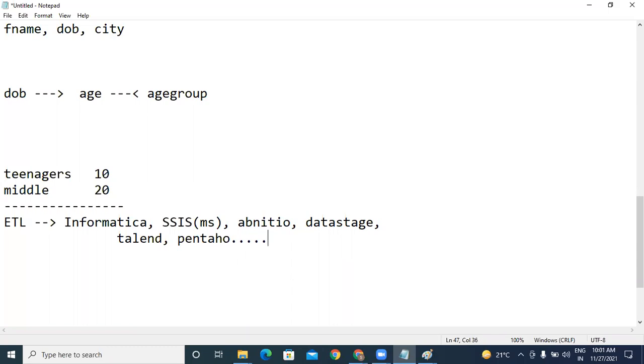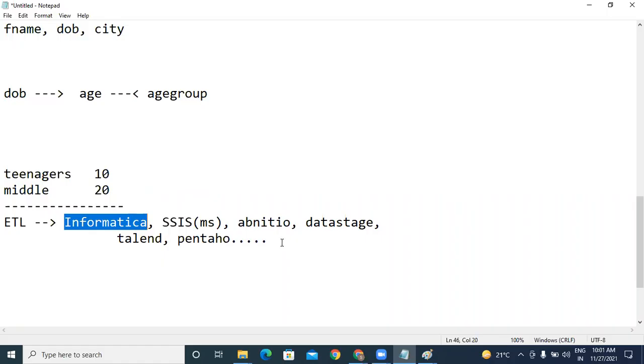But among all these ETL tools, Informatica captured almost 40% of the market previously. DataStage is mostly for IBM kind of clients. If it is Microsoft, they have SSIS. In this way, many ETL tools are already there in the market.